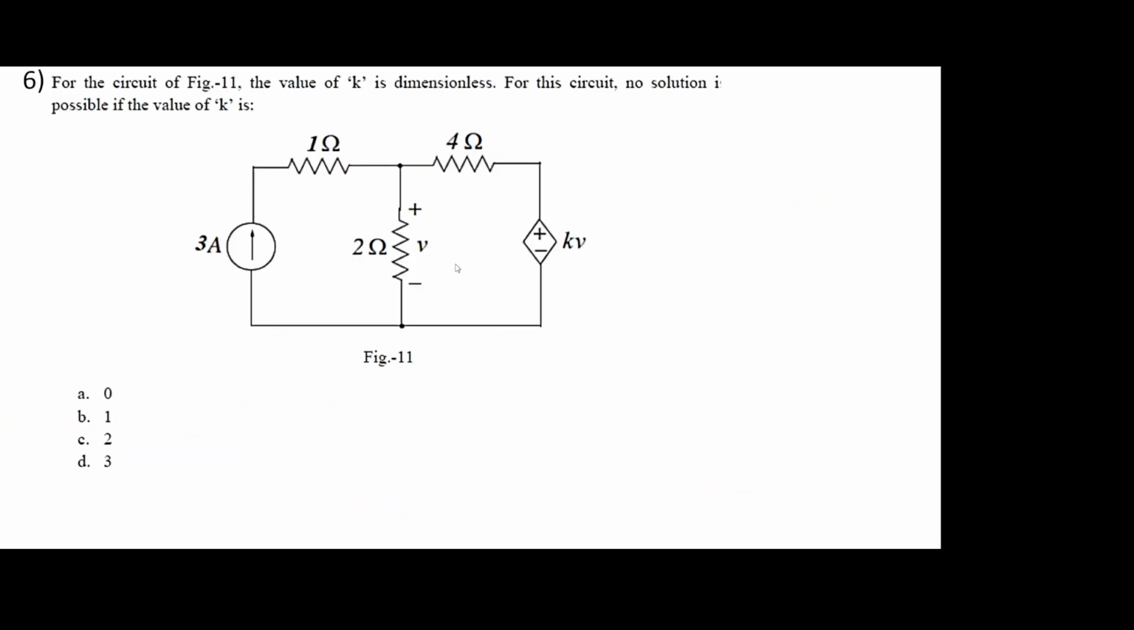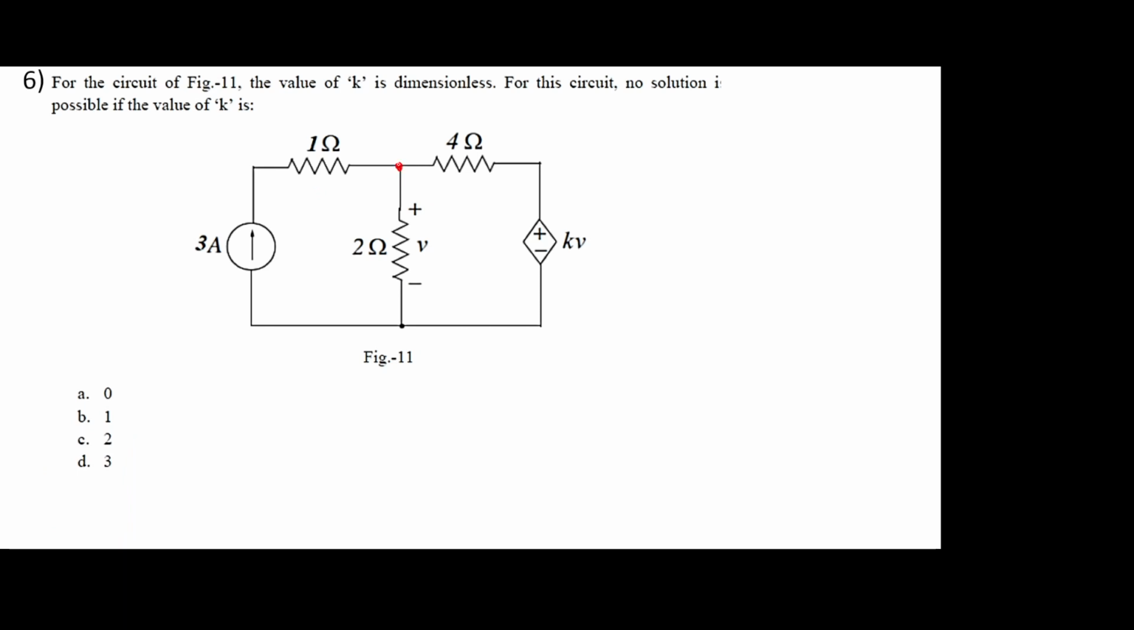Now, the sixth question is for this particular circuit, where k is dimensionless. What is the value of k so that there will be no solution existing for this particular circuit? So how will we approach this problem? Most of the problems here we will either use KCL or KVL, right?